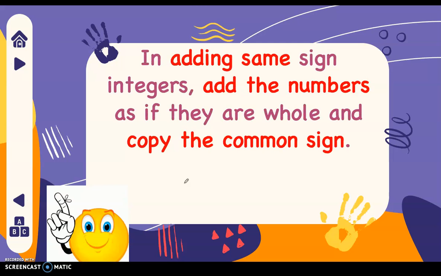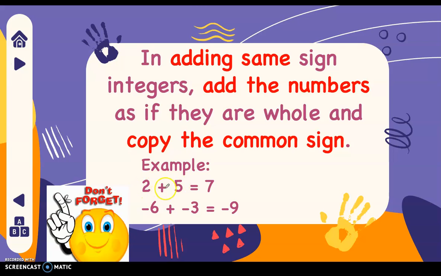Now, in adding same sign integers, all you have to do is to add the numbers as if they are whole and copy the common sign. Okay, so we have an example here. 2 plus 5 is 7. 2 and 5 are positive numbers, but we may not put a positive sign or a plus sign because automatically it's a positive number. So 2 plus 5 equals 7.